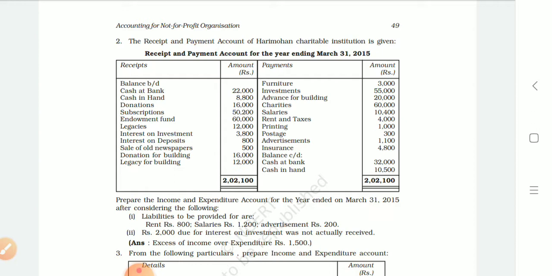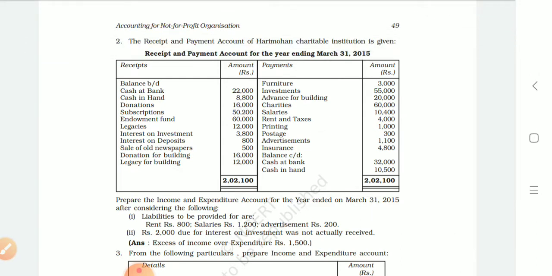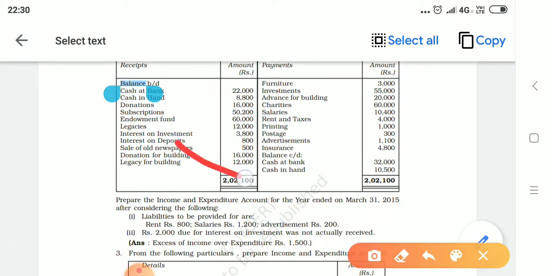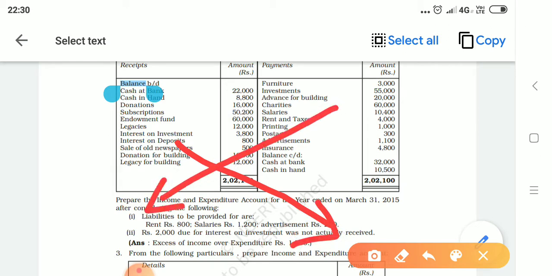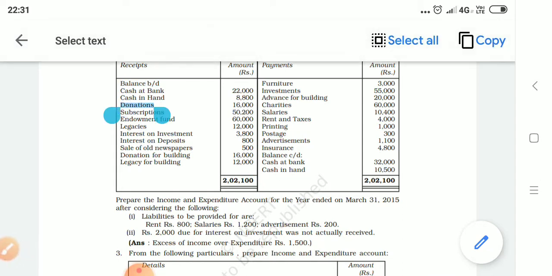Heading you have to write: in the books of Hari Mohan Charitable Institution, for the year ending 31st March 2015, income and expenditure account. Now opening balance will not come. All the rest of the revenue receipts will go to the income side, and all revenue payments will go to the expenditure side. So donation, it is just mentioned donation, so it is general in nature. General donations is revenue. It will appear in the income side. Subscription, income side.